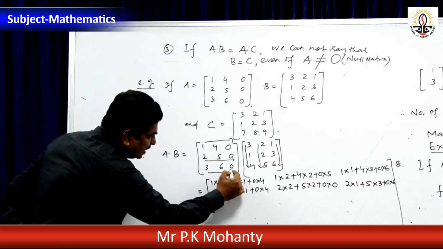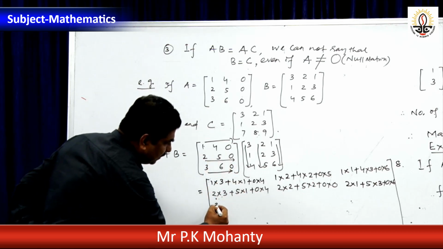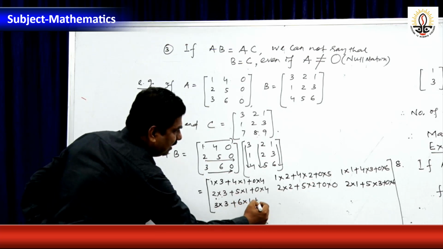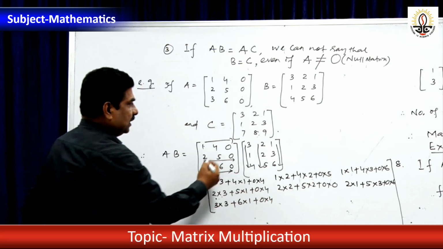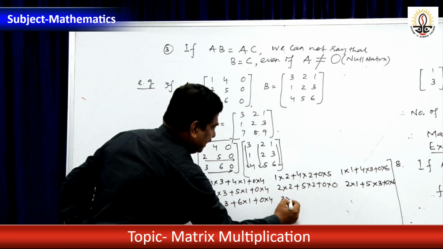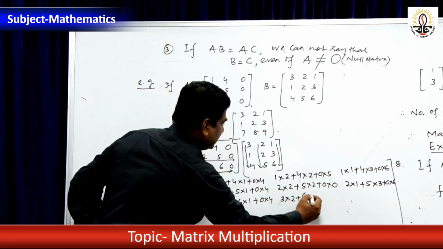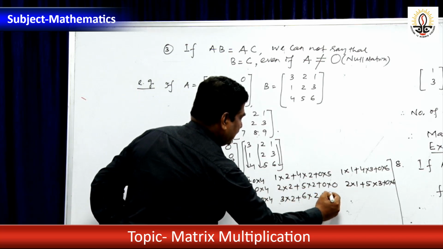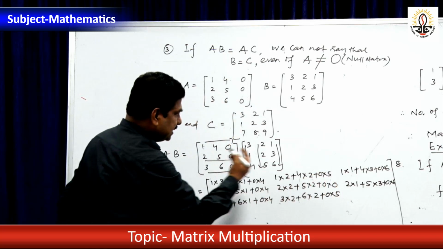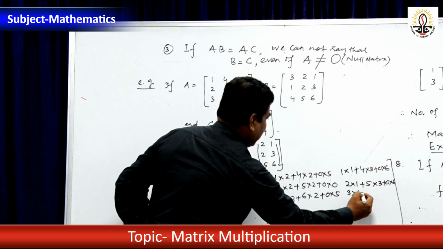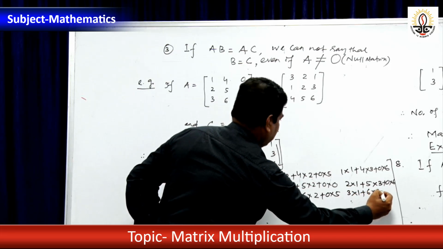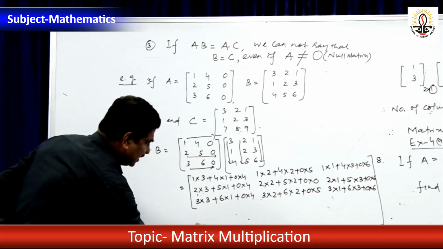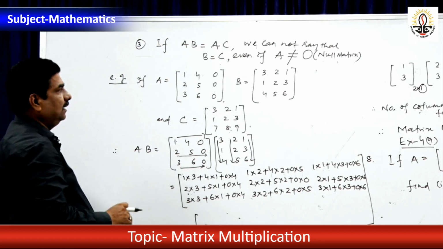Third row, here you see 3, 6, 0. Again you multiply 3 into 3, 6 into 1 plus 0 into 4. Again here 3 into 2 plus 6 into 2 plus 0 into 5. Next is 3 into 1 plus 6 into 3 plus 0 into 6. Here you see, what will be the value then?